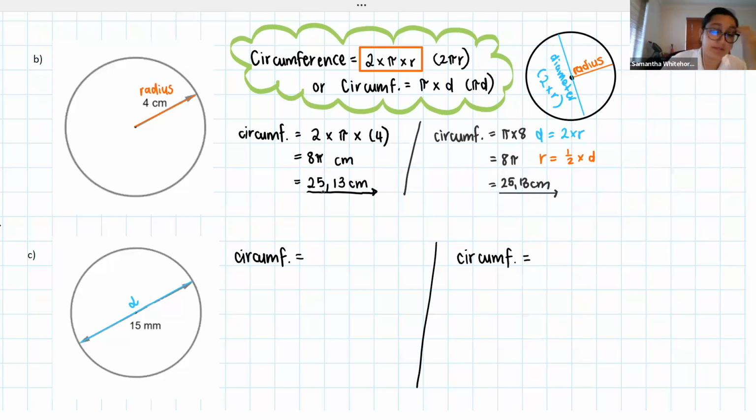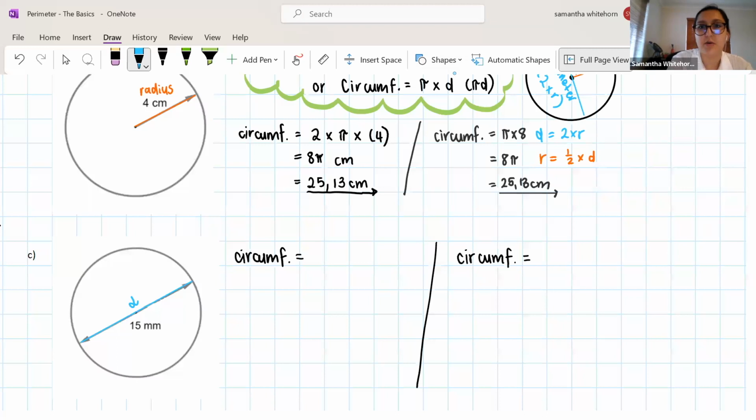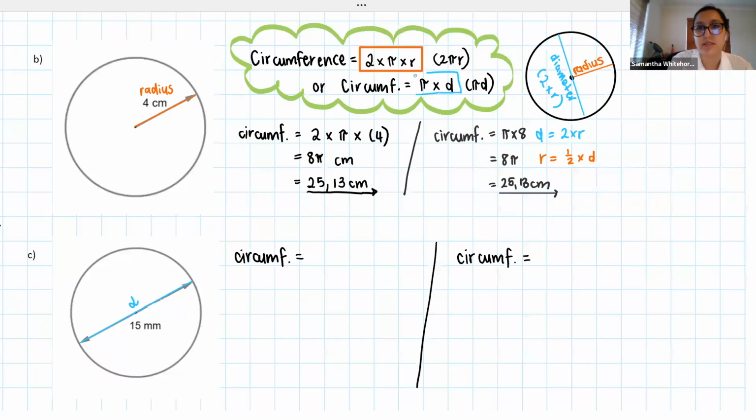Okay, let's have a look. So option 1 is to use the formula based on what you have been given. So I would now use my pi times diameter formula because I've been given the diameter. I do see that there was a question, I'll deal with it now. So I would say pi times my diameter, which is 15. So I would get 15 pi. If I round that off to 2 decimal places, I get 47,12 centimeters. Okay, so that's the circumference of my circle.